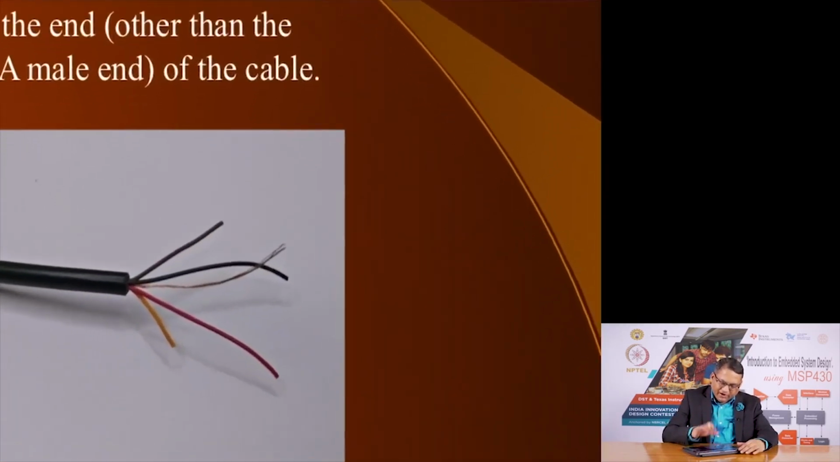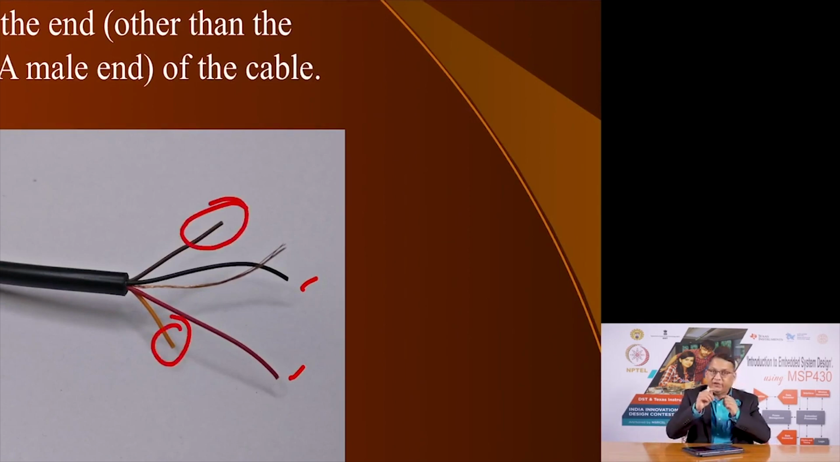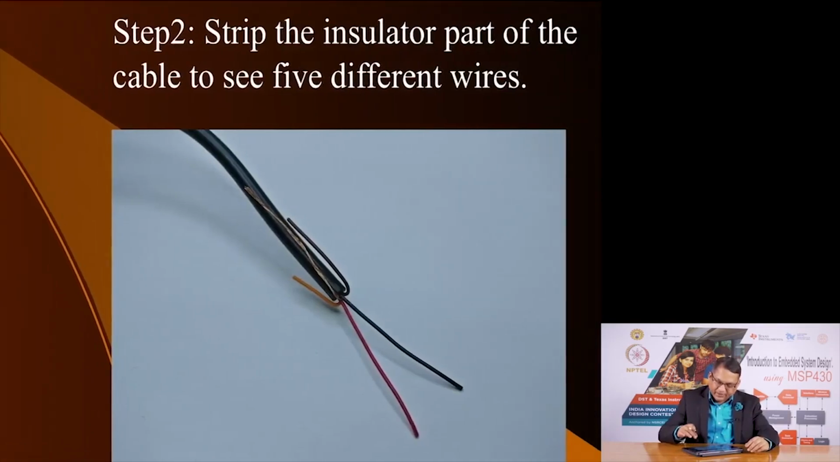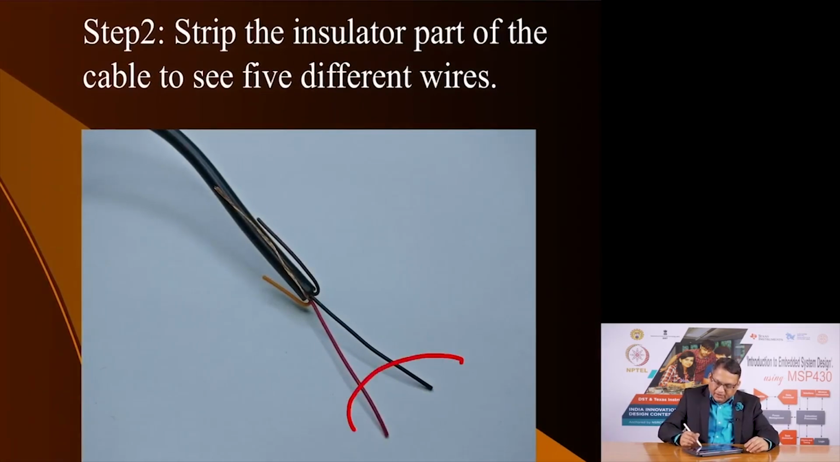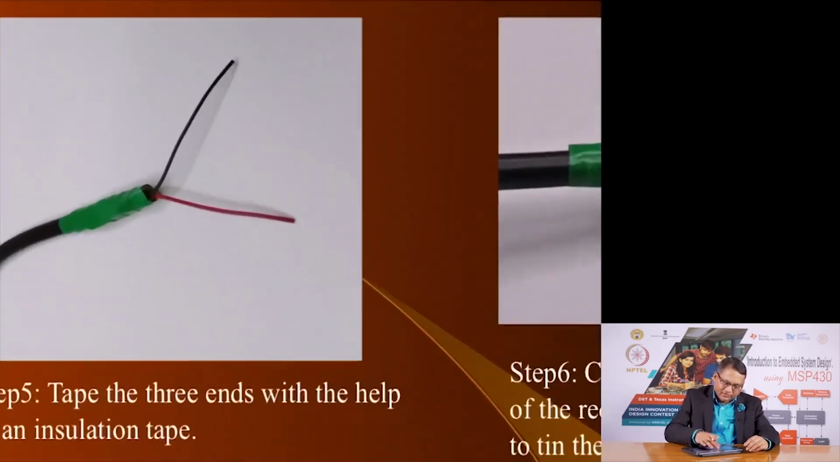Then you cut them off at different lengths. The black and red wires you keep at the maximum length, and the other 2 wires you can cut at different lengths, because you do not want to short them, because that may give false information to the device where you are connecting the cable. Then, leaving the black and red cable, you bend the rest of the 3 cables and then you tape them off like we see here.